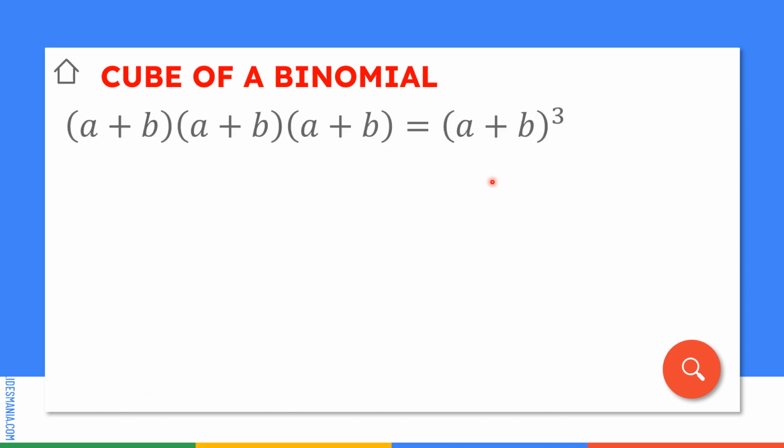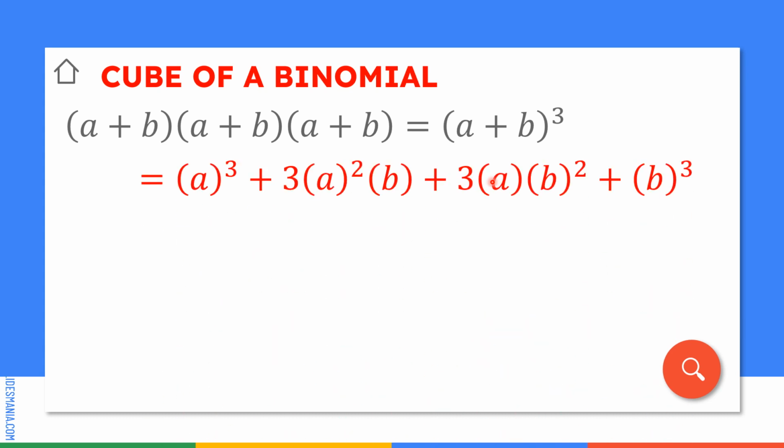Okay, the cube of a binomial. Let us have the cube of a binomial. The cube of a binomial can be expressed as a plus b squared times a plus b because of the law of exponents. By actually multiplying it, of course, we will take so much, very long time. So to make it short, we have this pattern.